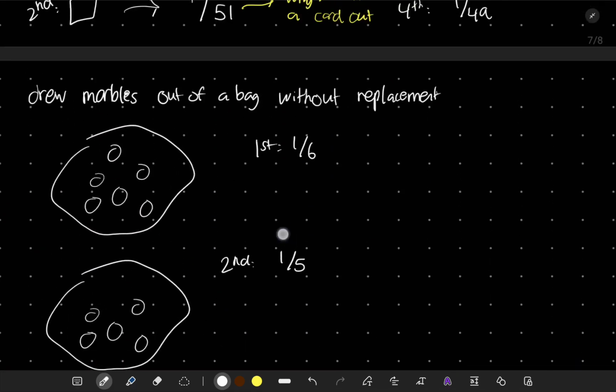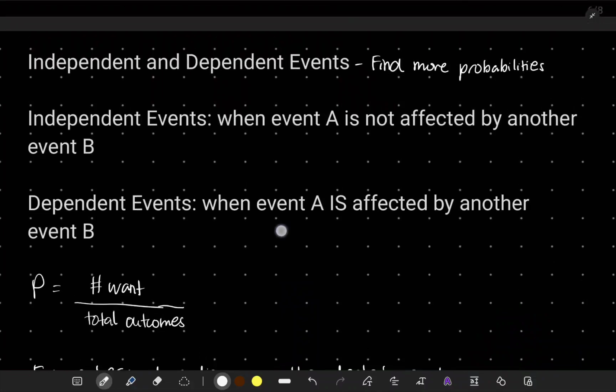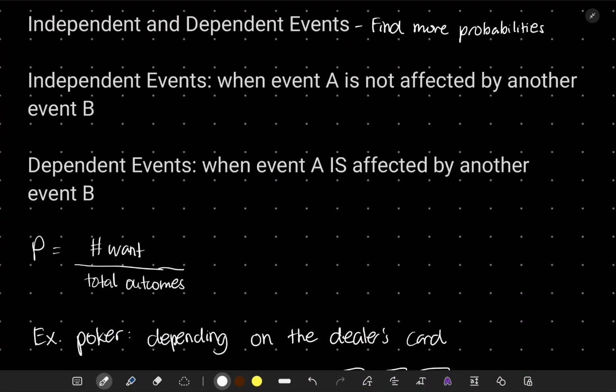So yeah, this is basically just a short summary of what it means to be independent and dependent events. Independent is where A is not affected by another B. Dependent is where A is affected by another, called B.